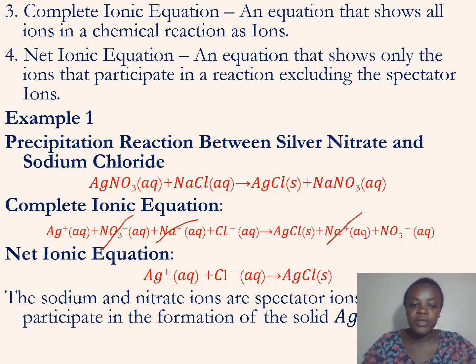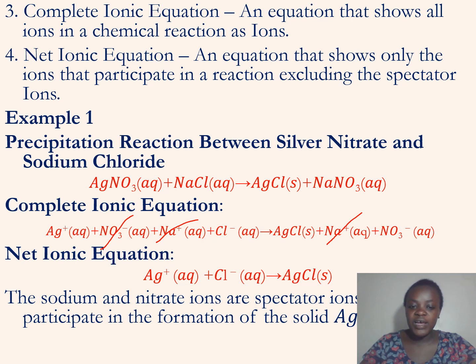Now the net ionic equation, we said, is an equation showing the ions that participate. So we drop the spectator ions, those ions that do not participate. We only include the ions that are participating in the formation of silver chloride. So we have silver ions and chlorine ions to give us silver chloride. This is the net ionic equation that we are required to give.